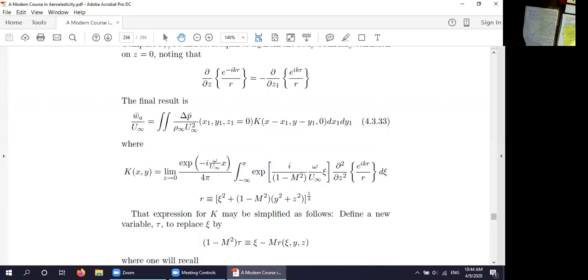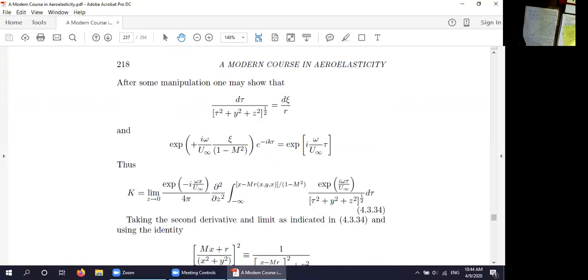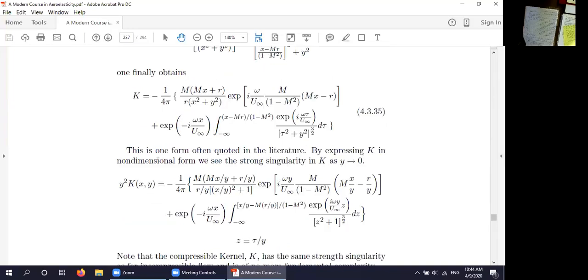No, not too far. I think I have one more. It takes a few pages to get it. There it is. It's an ugly looking thing for lots of reasons.